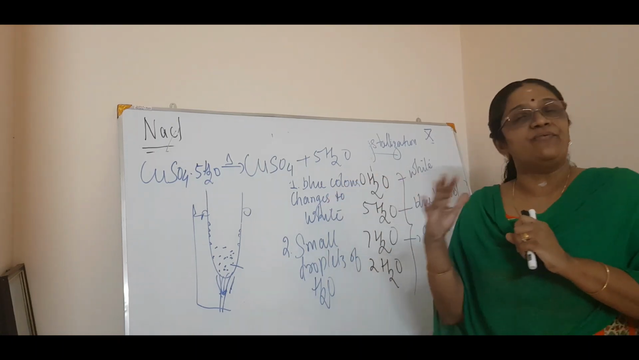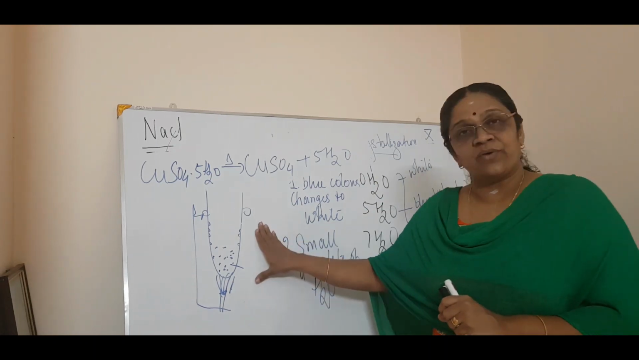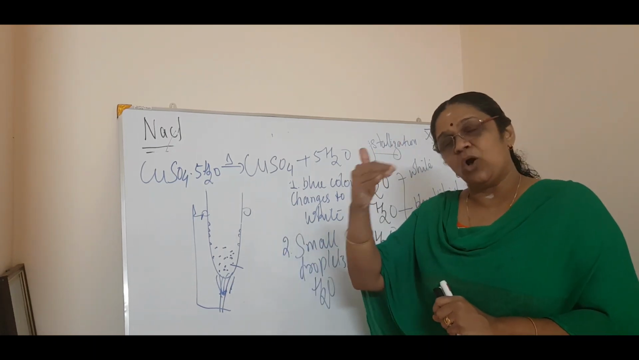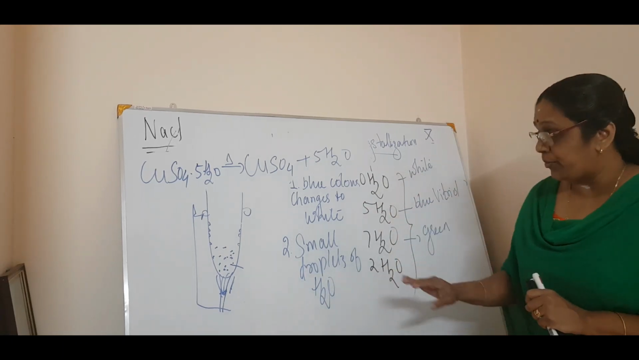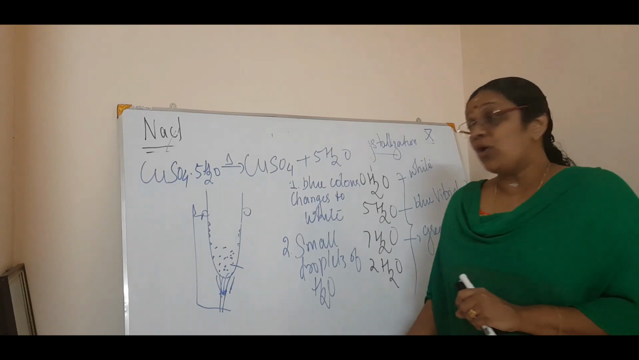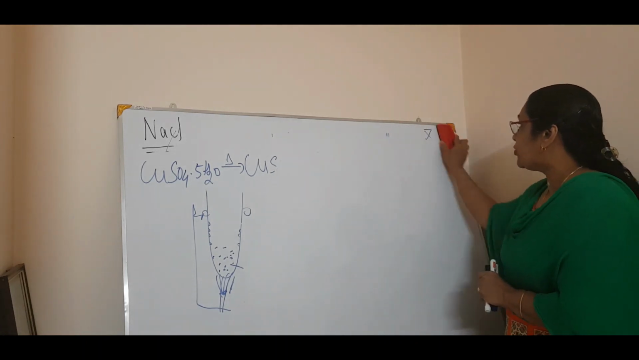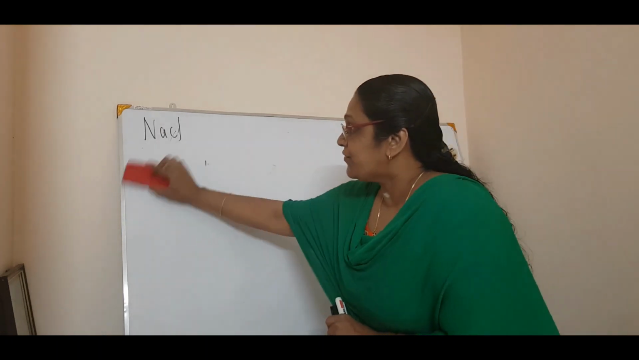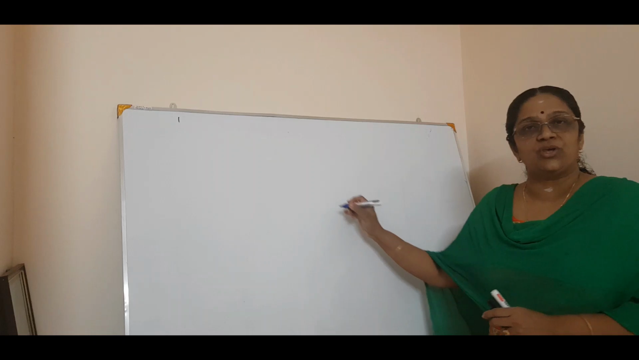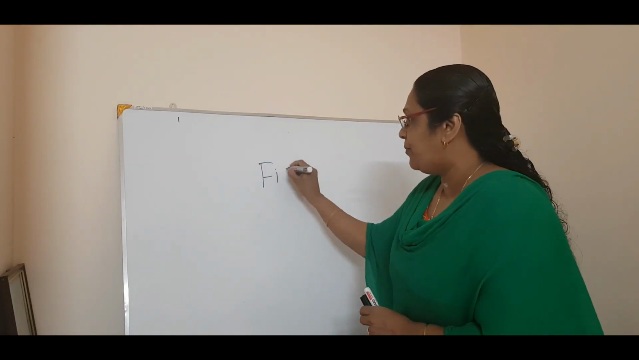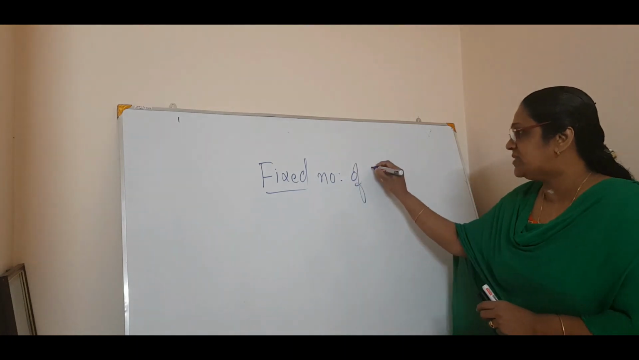Okay. Now we will define what is water of crystallization. So today you have to write this experiment, observation and result. Okay. Today itself you have to write in your notebook. Now coming to how will you define water of crystallization? Water of crystallization is defined as the fixed number of water molecules. It is very, very important. The value point is fixed number. Fixed number of water molecules.